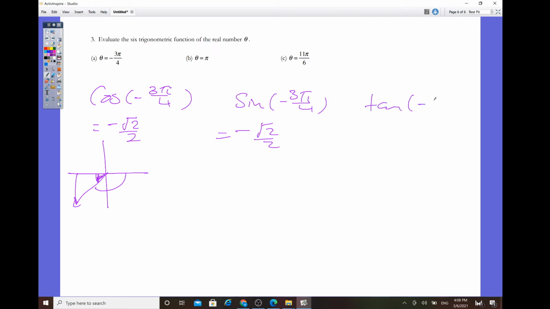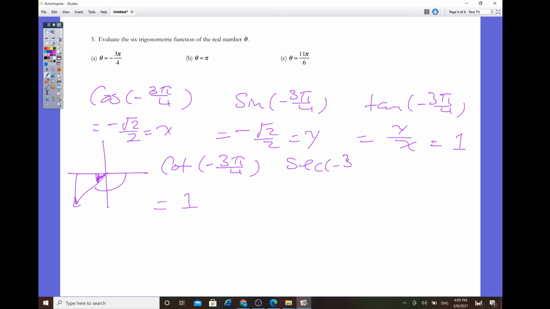And then tangent. The ratio of tangent is just y over x. Again, this one is x and this one is y, so y over x is 1. And then cotangent, which is the reciprocal of tangent, is also 1.